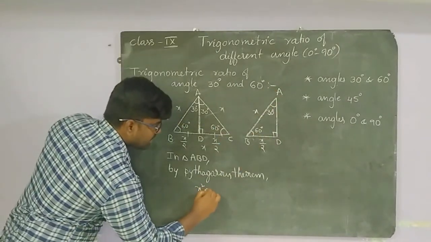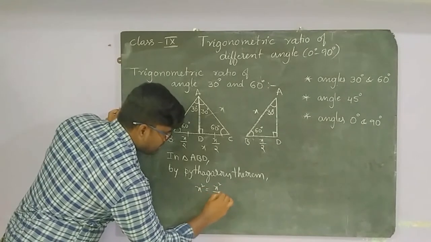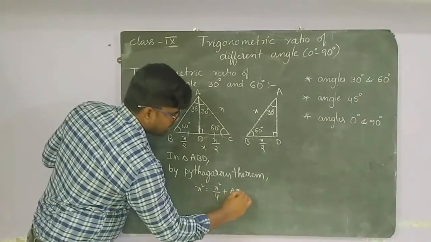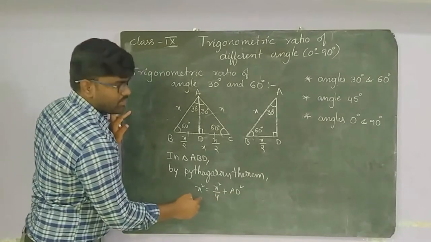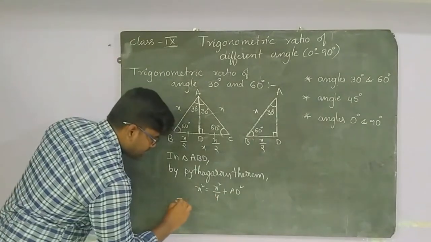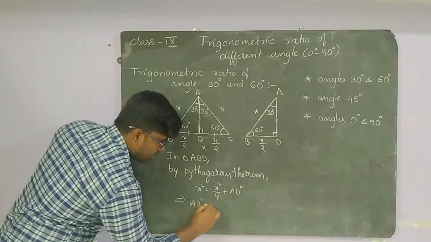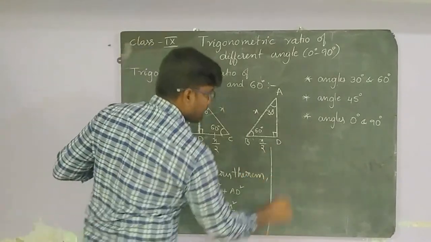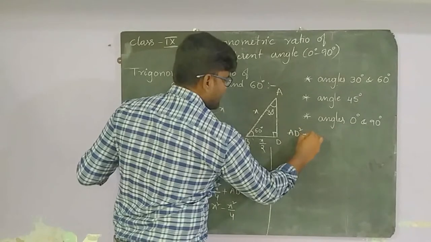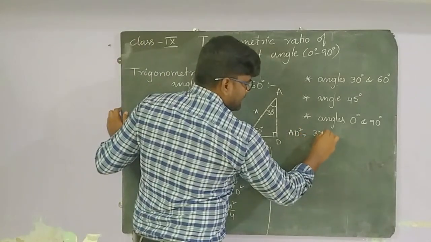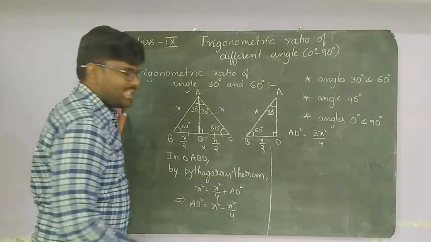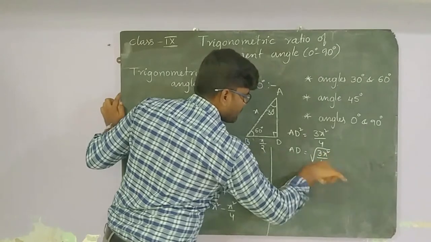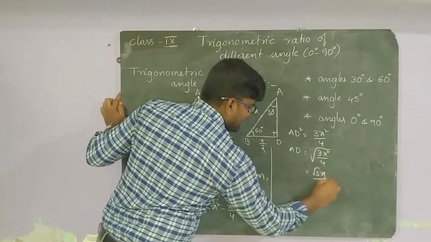That means x square is equal to x by 2 whole square, that is x square by 4, plus AD square. We want AD square. X square by 4 will go to this side. Then AD square is equal to x square minus x square by 4. When you simplify, AD square is equal to 3x square by 4. We want the AD value, so AD is the square root of 3x square by 4. When you simplify, it is root 3 x by 2.